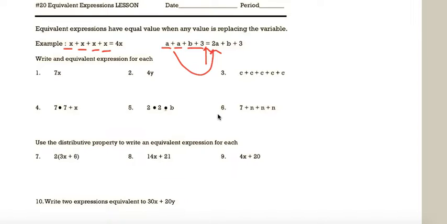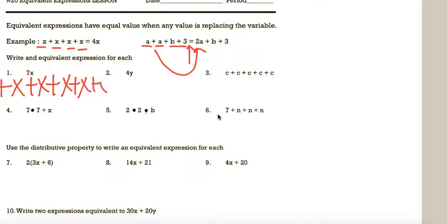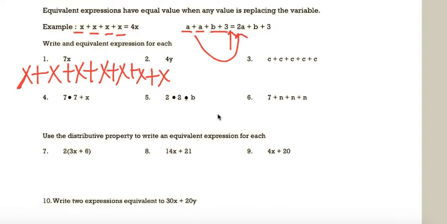Now let's take a look at our examples that we're going to start with number 1. It says write an equivalent expression for each. So how many x's do we have? We have 7 of them. It tells me to multiply x 7 times because it's side by side you multiply. So I'm going to do repeated addition to represent this by saying x plus x, that's 2, plus x, that's 3, plus x, that's 4, plus x, that's 5, plus x, that's 6, and plus another x, that is 7. So if I count my x's, I have 1, 2, 3, 4, 5, 6, and 7. So 7x is equal to all those x's added together.